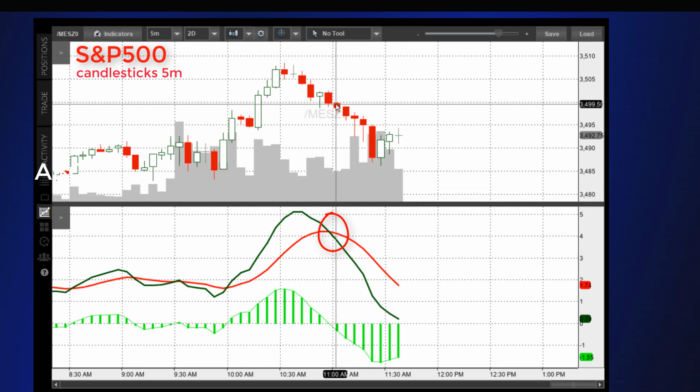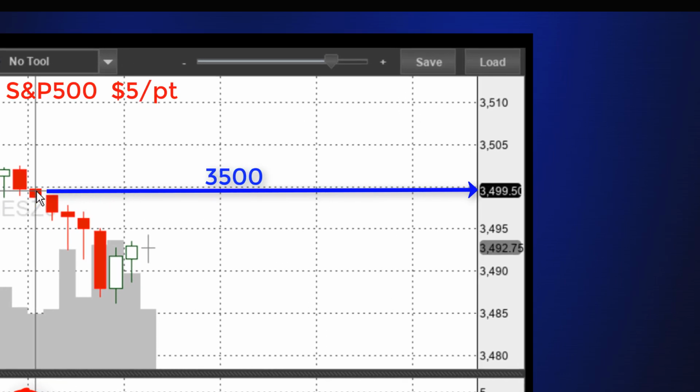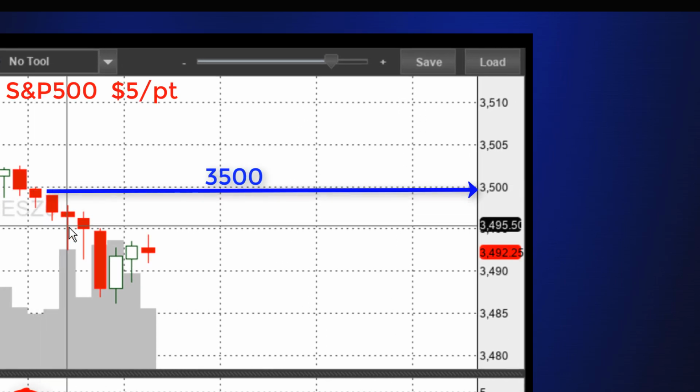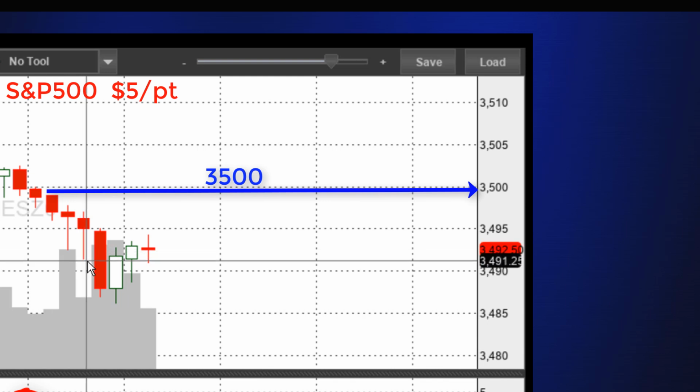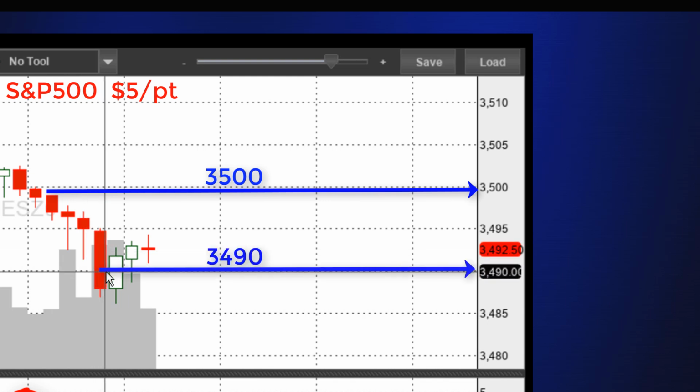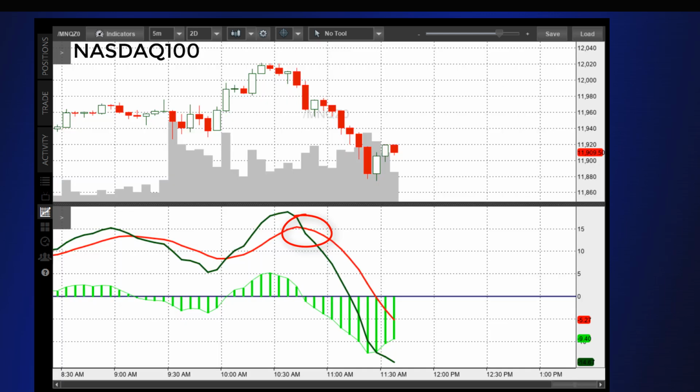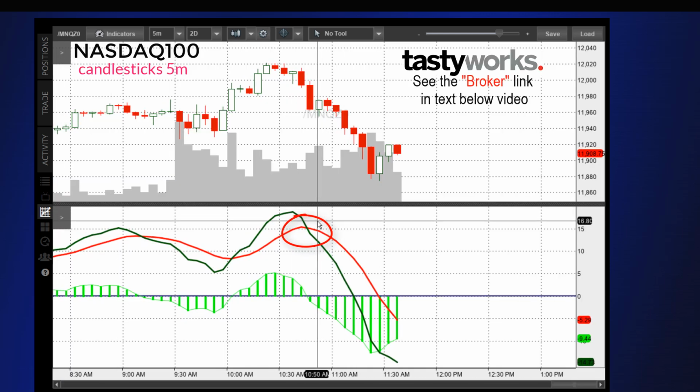And you can see with the S&P 500, same day, same time, by the way, 3,500, and it went all the way down to around 3,490. If you shorted 2 contracts, you would have made $100 on that in about 15 or 20 minutes, which wouldn't be shabby at all. But I've got another one here with the NASDAQ, same day, same time.